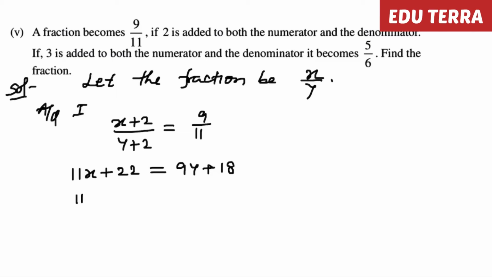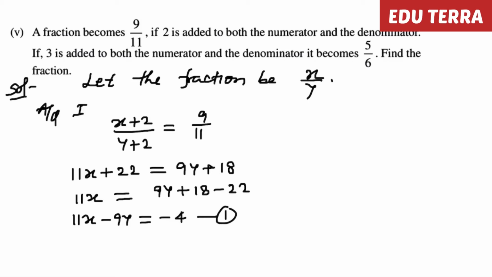So according to condition 1, now do the cross multiplication. So 11x equals 9y plus 18 minus 22. 11x minus 9y equals minus 4. It is our condition number 1. x equals 9y minus 4 upon 11. Okay, it is, let's see, equation number 2.